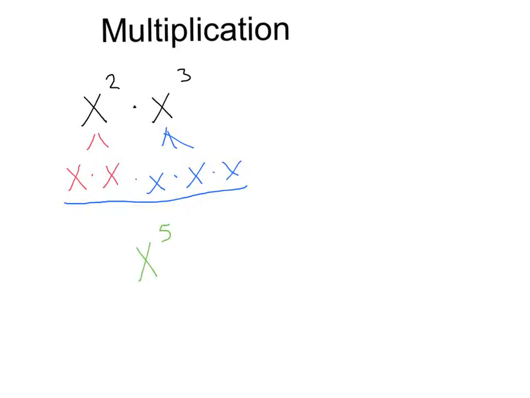And if you remember, the shortcut to this is whenever you multiply, all you need to do is add the exponents. We would get 2 plus 3, which would also be x to the fifth.